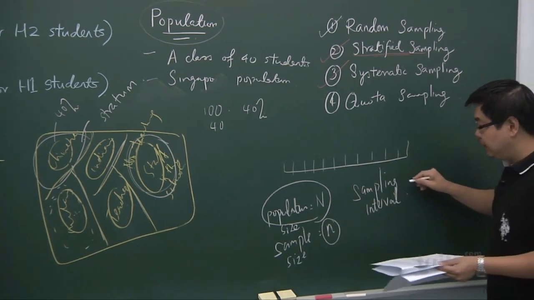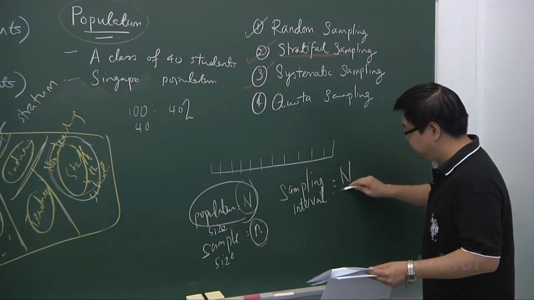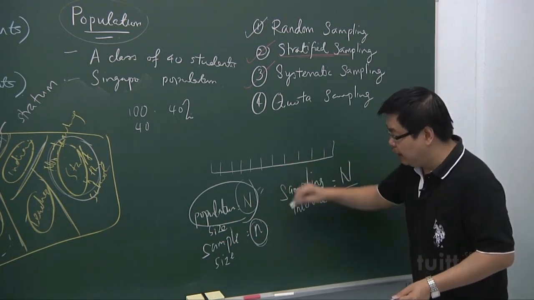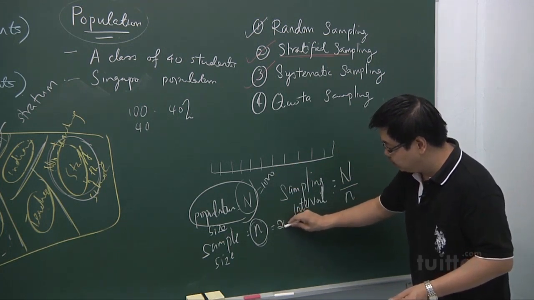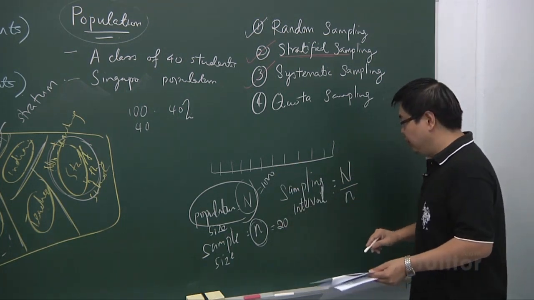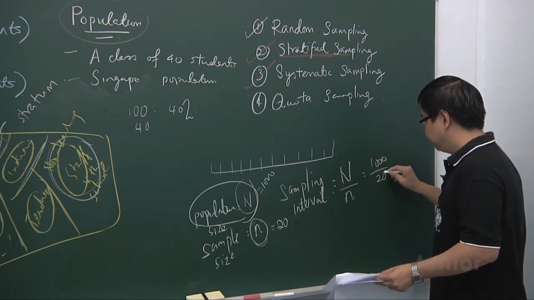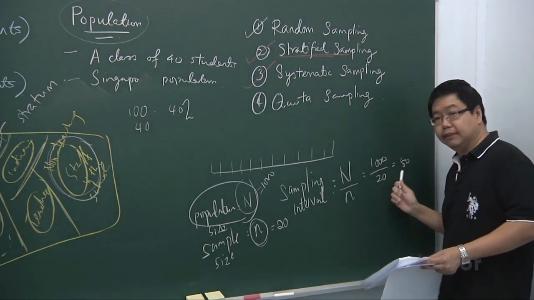The sampling interval is given by capital N over small n. I'll give a simple example. Suppose capital N is 1000, small n is say 20. If you use this formula, you'll get 50. This is what we call the sampling interval.